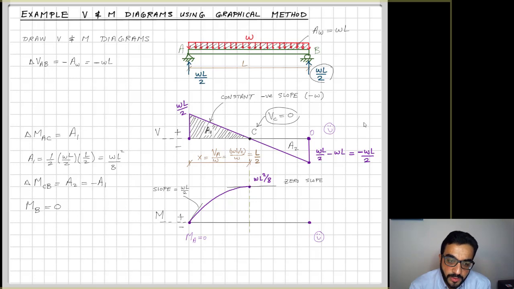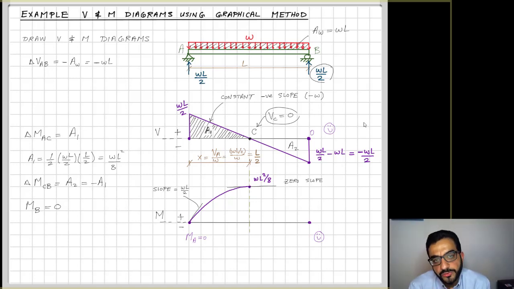So this means that delta M between C and B is a negative value, so I'm dropping. The value here drops from WL square over 8 by a delta value of negative WL square over 8. So you drop to 0. MB is equal to 0. And like we had in the shear diagram, when you hit 0 at the end of the beam, the right end, this is a positive sign. That's kind of a smiley face here.